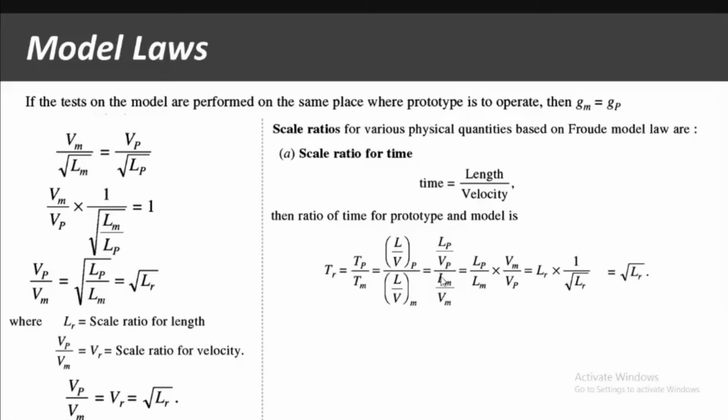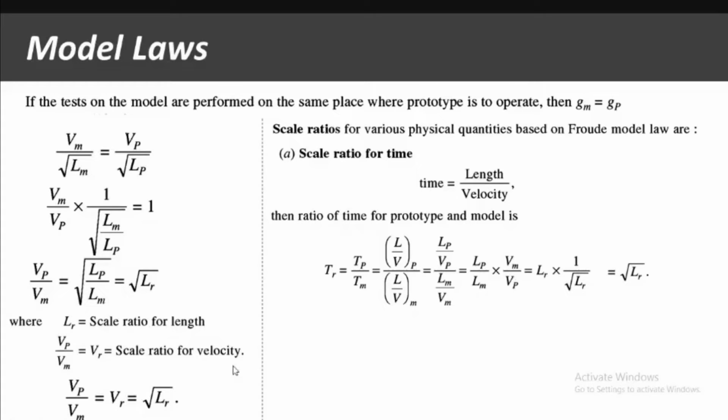Now we can rewrite this. अभी इसको numerator में ले जाएंगे तो inverse हो जाएगा. So it will be Lp by Lm into Vm by Vp. Vm ऊपर चला जाएगा, Vp को नीचे ले रहे हैं, और ये Lm denominator में आ जाएगा. So Lp upon Lm is nothing but length ratio, and this is 1 upon velocity ratio.